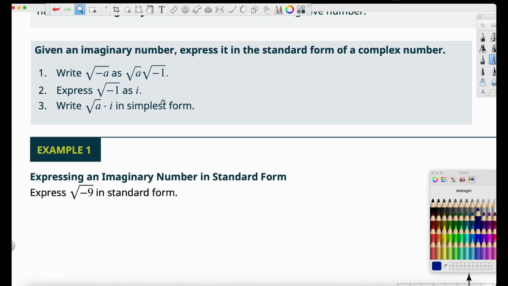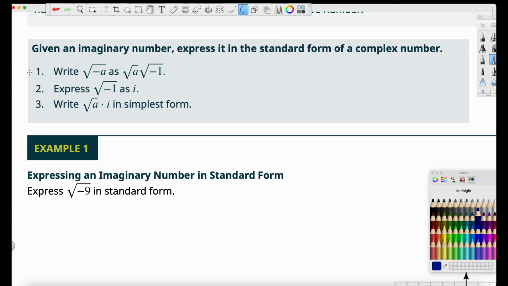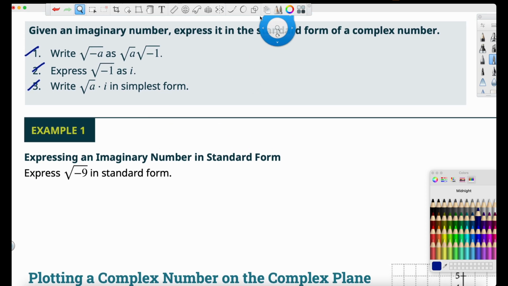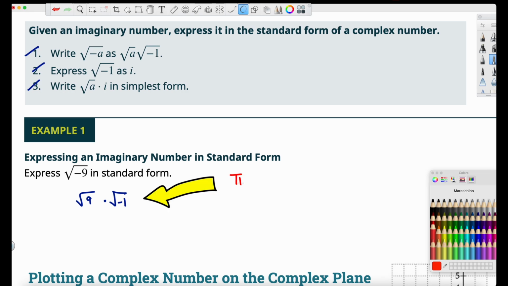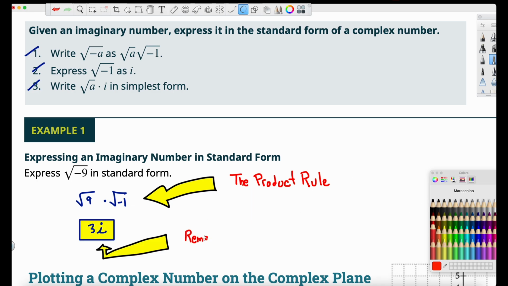Okay, so I've got 3 steps here for simplifying. We're going to write the square root of -a as the square root of a times the square root of -1. We'll substitute i in for the square root of -1, and then we'll simplify. So let's take the square root of -9 here, and let's separate it into the square root of 9 times the square root of -1. That's the product rule for radicals. The square root of 9 is 3, and when we substitute i in, we get 3i.